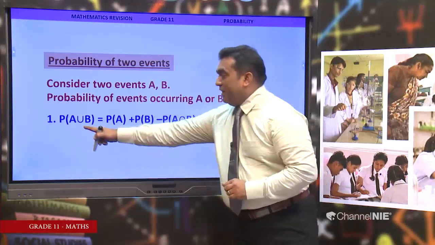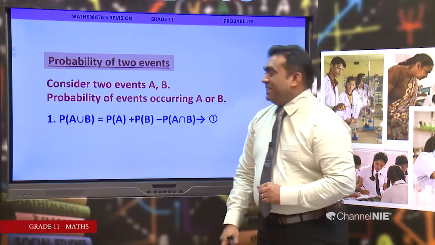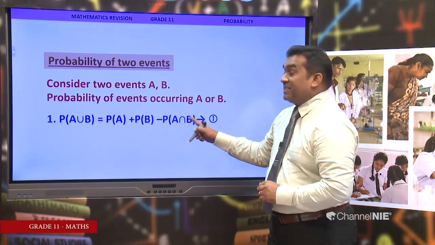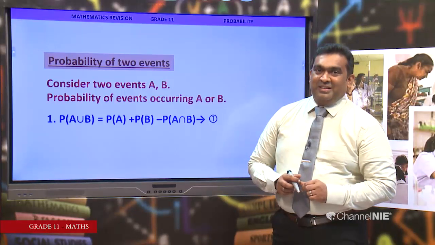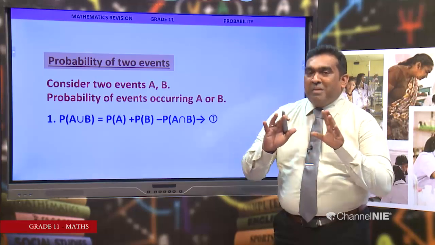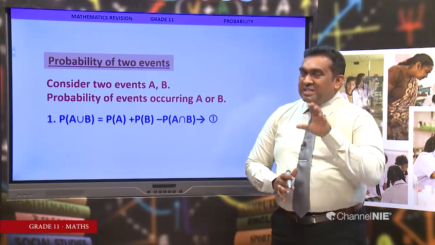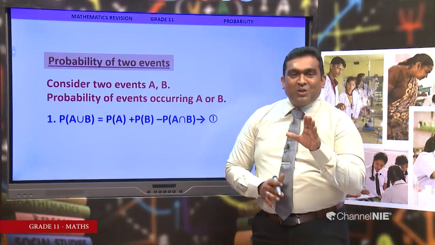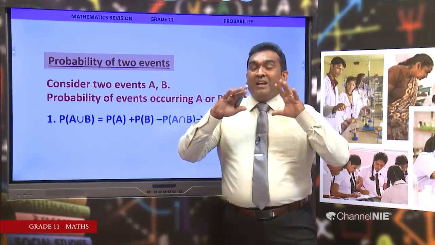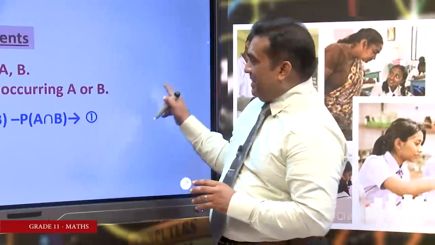Then you can change the events to X union Y. P(X union Y) is equal to P(X) plus P(Y) minus P(X intersection Y). Identify the pattern. There is a pattern in every maths concept. There are so many concepts in mathematics. That pattern is called the definition. If you can identify the pattern or understand the definition, then it is very, very easy.